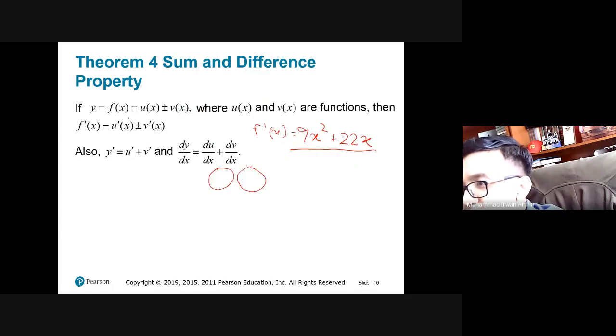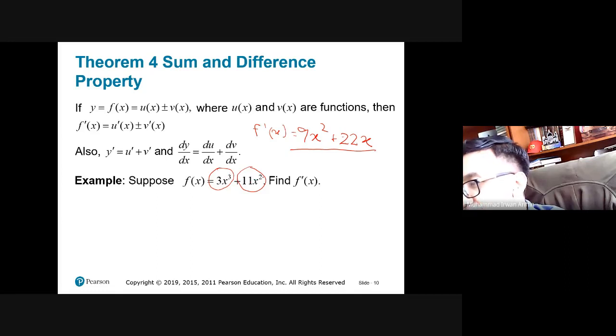The fourth shortcut: if our function is a combination of two functions, either by adding or subtracting, by plus or minus, then to find the derivative, we simply find the derivative of each of these functions separately. In this example we have 3x to the power of 3 plus 11x to the power of 2. So we simply differentiate them separately.